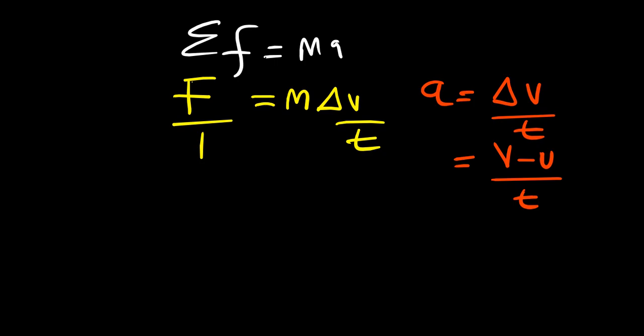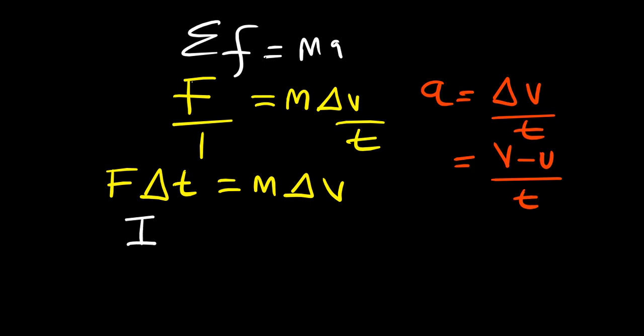Now if I cross multiply, I'm going to have force multiplied by the change in time is equal to mass multiplied by the change in velocity. Now this that I have on my left hand side is what we are calling impulse. What we have on the other hand, can you guess? We said mass times the change in velocity, or mass in motion, it's momentum. So now we're able to see that there is a relationship between impulse and momentum.